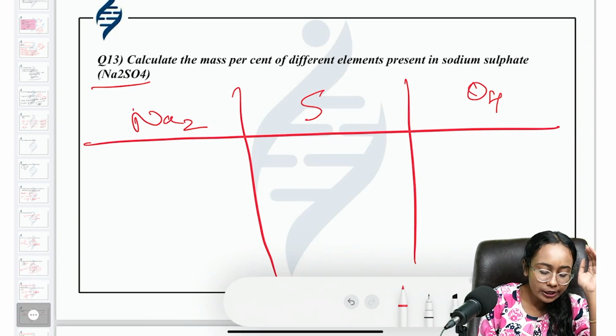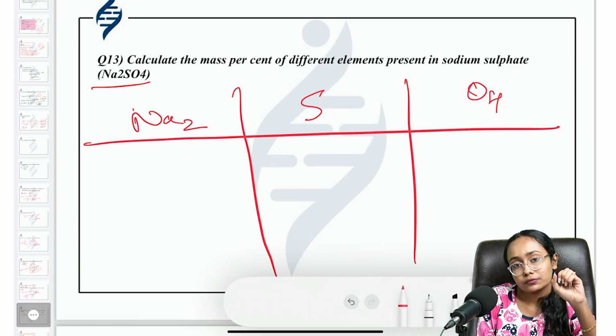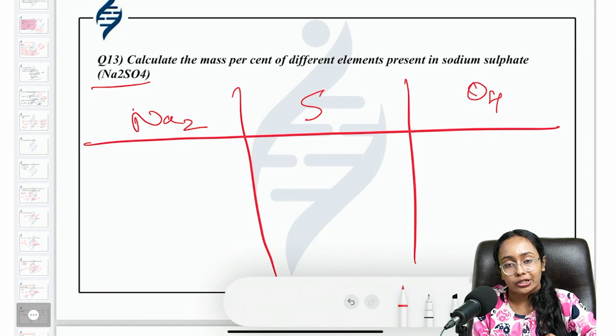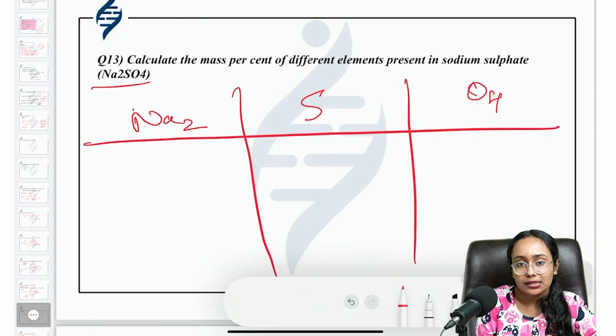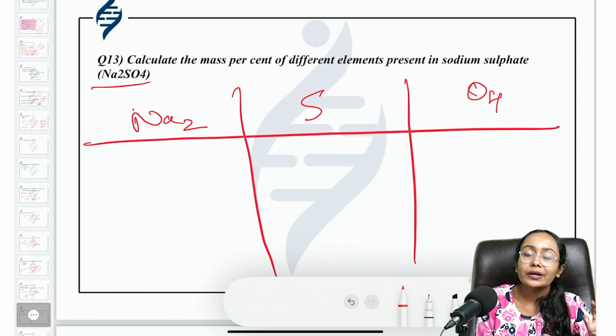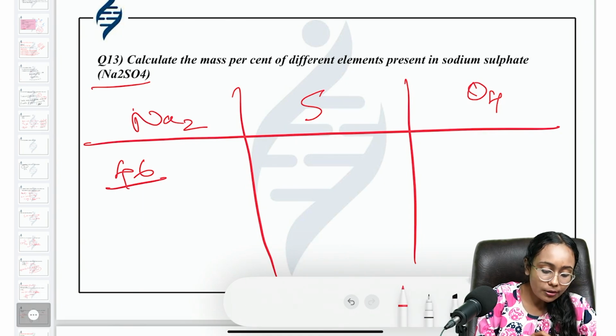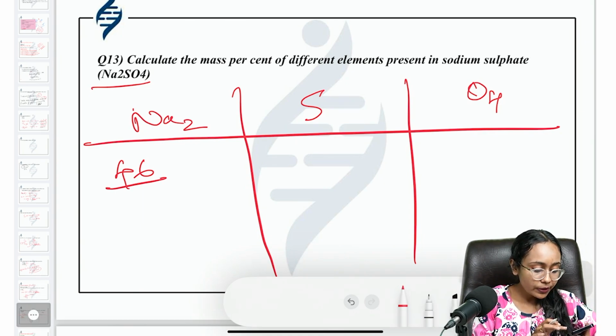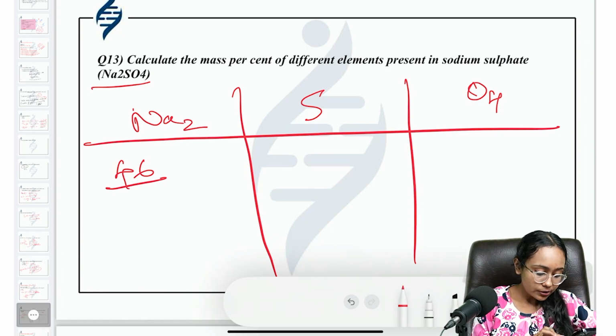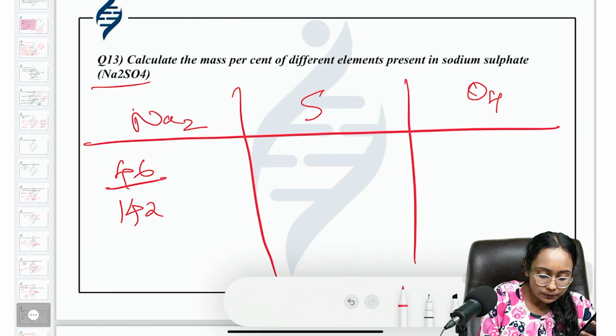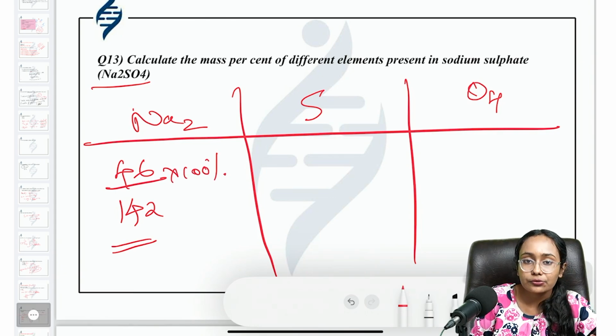What is the mass of Na2? 23 into 2. 23 is the mass of an Na atom, so 23 into 2 means 46, the given mass, divided by the molar mass of the substance. The molar mass we need to calculate: Na2 is 46 plus sulfur 32 plus oxygen 16 into 4, which is 142, into 100%. This will give you the mass percentage of Na2 in Na2SO4.